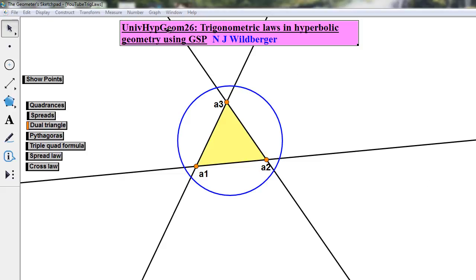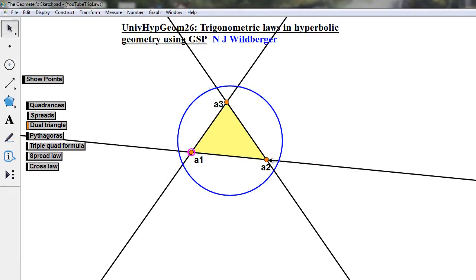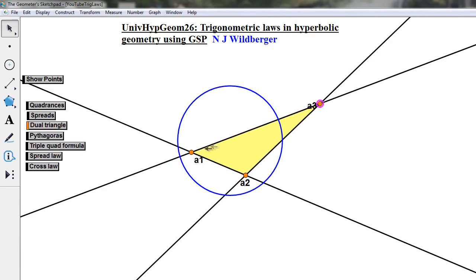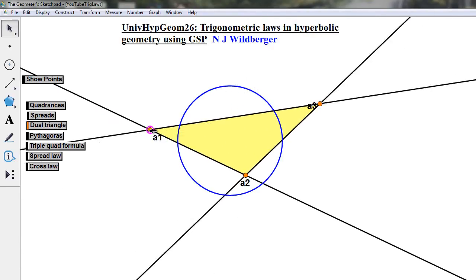So our setup is that we have our basic null circle right there in blue as always, and we have a distinguished triangle here created from the points A1, A2, and A3. And we're allowed to drag them around. They don't have to stay inside the circle, and it's very important that all the laws that we're going to be talking about apply whether or not the points are inside or outside the circle.